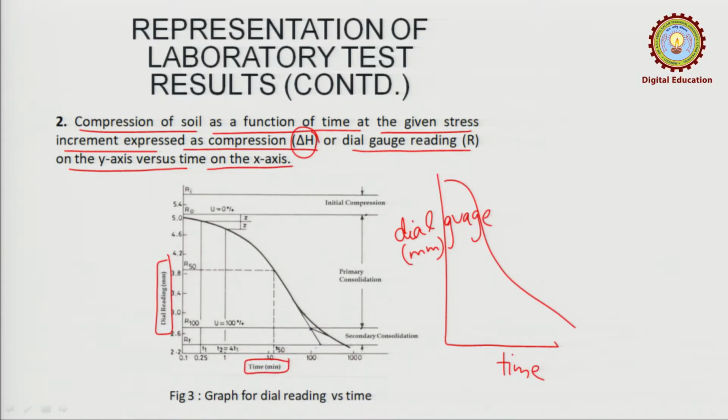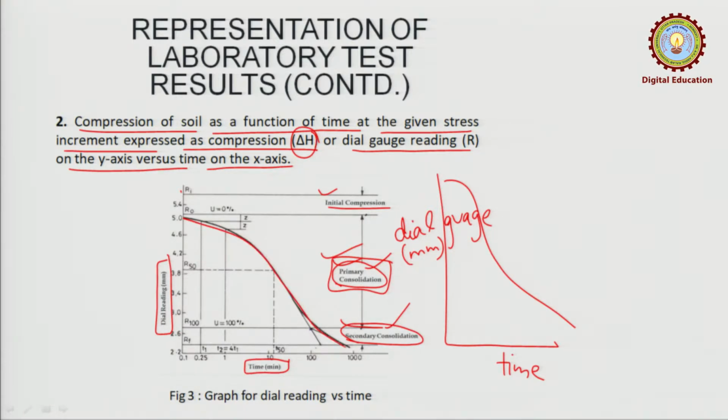You can see it is also bifurcated in 3 different parts: initial compression, primary consolidation, and secondary consolidation. If you remember, in the last class we discussed the initial, primary, and secondary consolidation. So, initial compression has already happened here, and we are not considering it for this part, because we are mainly concerned with primary consolidation and secondary. In these also we are mainly concerned with the primary consolidation only.